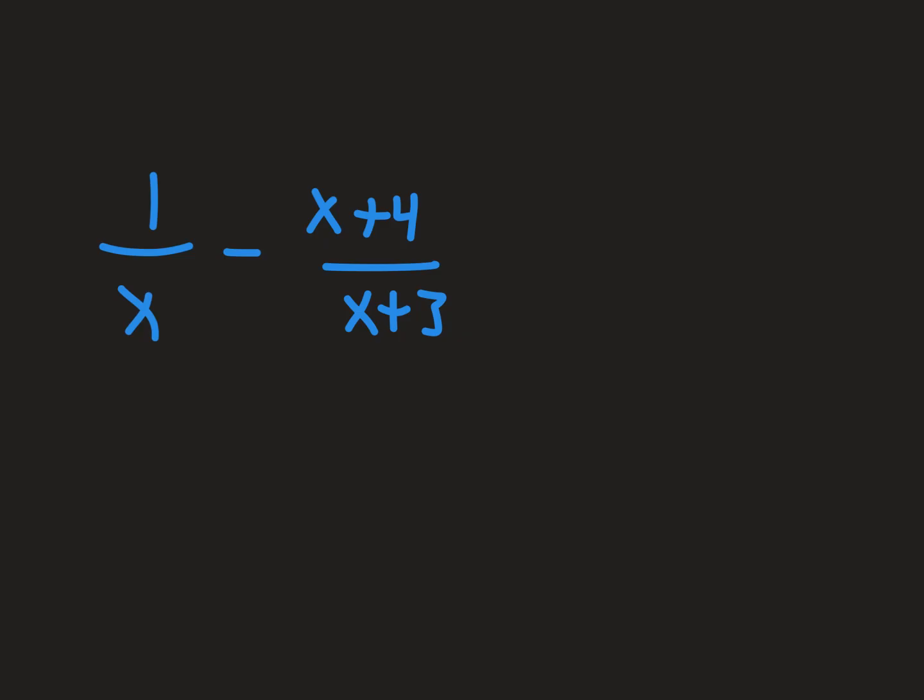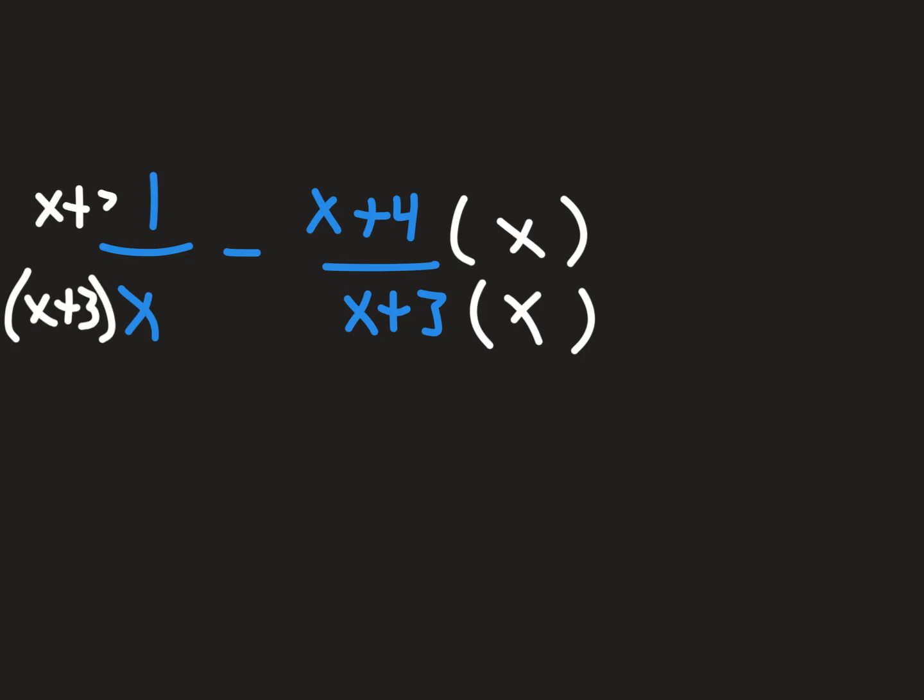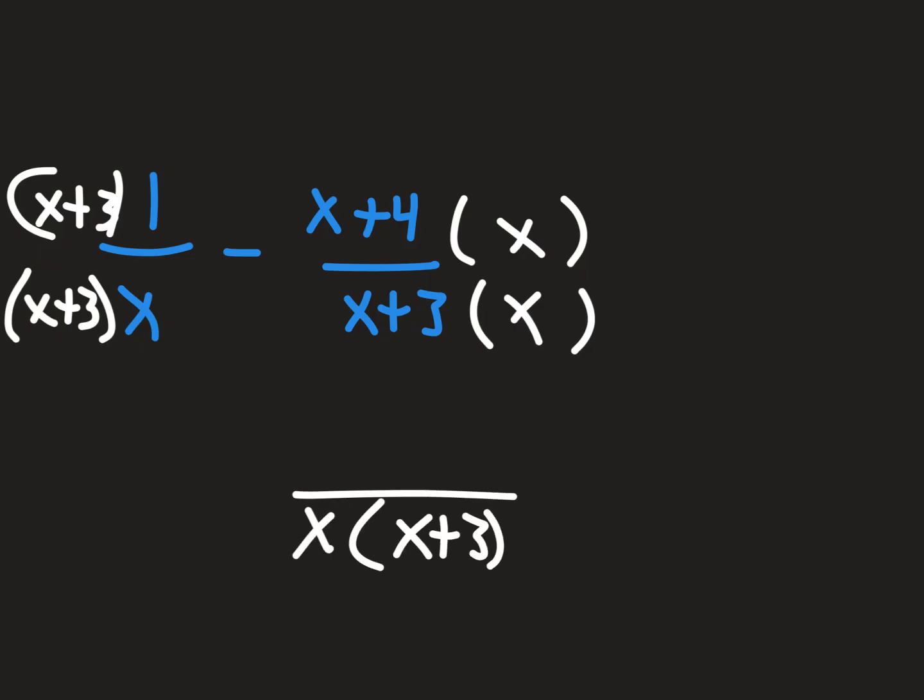All right, I'm going to be hoping for only like 3 kids getting it wrong. Down to only 3 would be great. You're multiplying by the other denominator. And the denominator is now x times x plus 3. We don't multiply that out, otherwise we'd have to factor it again.